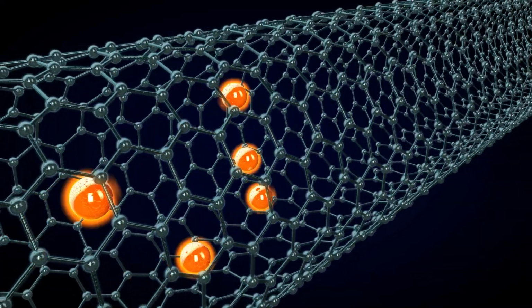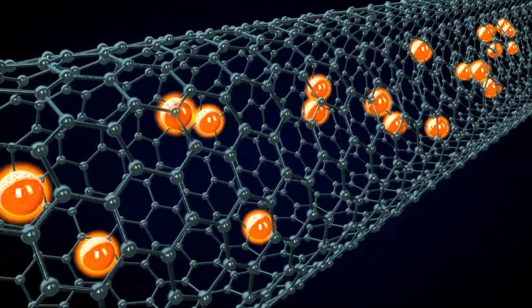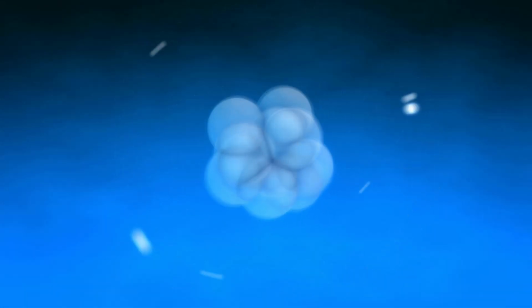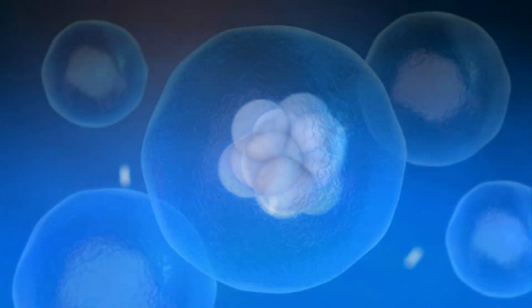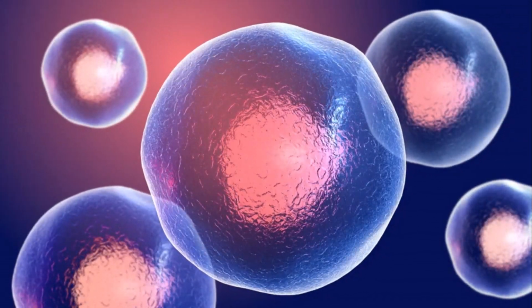Gap junctions in animals and plasmodesmata in plants are connections that occur between the membranes of neighboring cells. These are fluid-filled channels that allow small signaling molecules, called intracellular mediators, to diffuse between the two cells. This allows the cells to respond in a coordinated way.